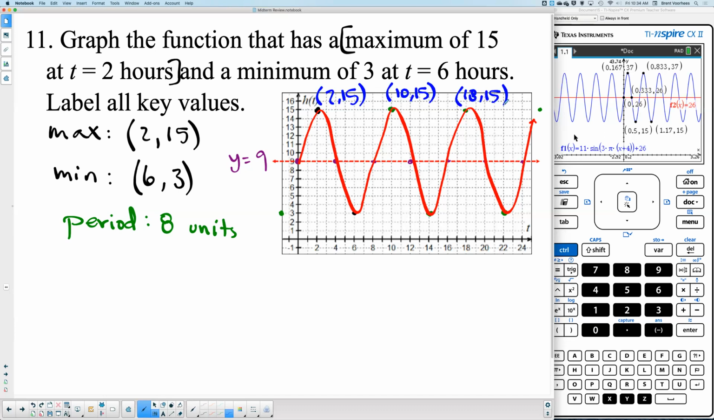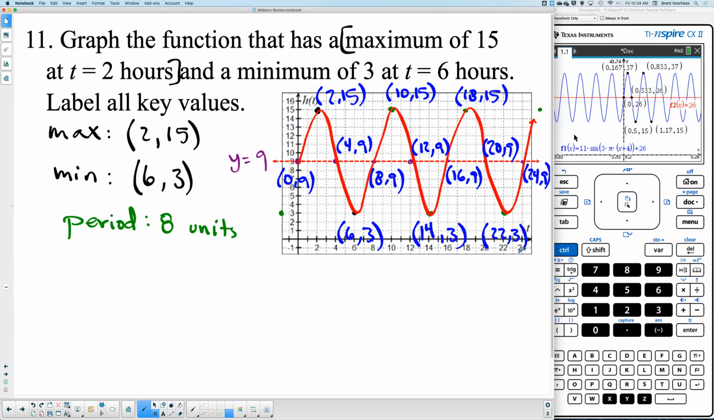Okay, how about this very first one? 0, 9. This would be 4, 9. 8, 9. 12, 9. 16, 9. 20, 9 and 24, 9. Minimums. This one was 6, 3. So then we'd have 14, 3. And finally 22, 3. Those are the key values.